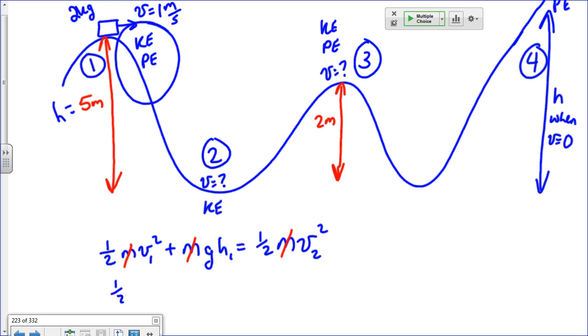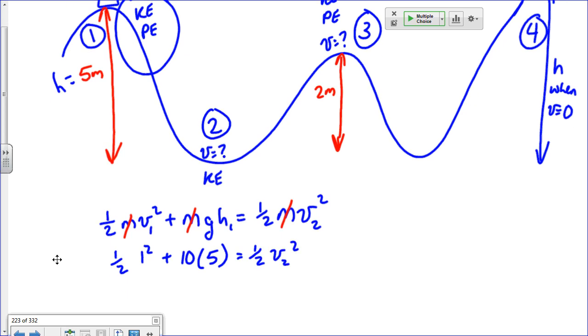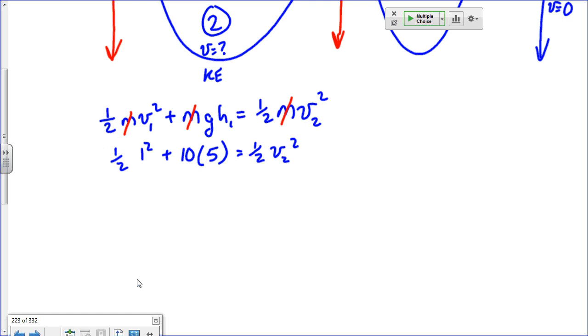So I have 1/2 of 1 squared plus 10 times 5 equals 1/2 of v2 squared. It's 50.5. There's 2, that's 101. Square root of 101, which is approximately 10, is equal to v2. So that would be your first answer. v2, the velocity at that lowest point, is approximately 10, the square root of 101.